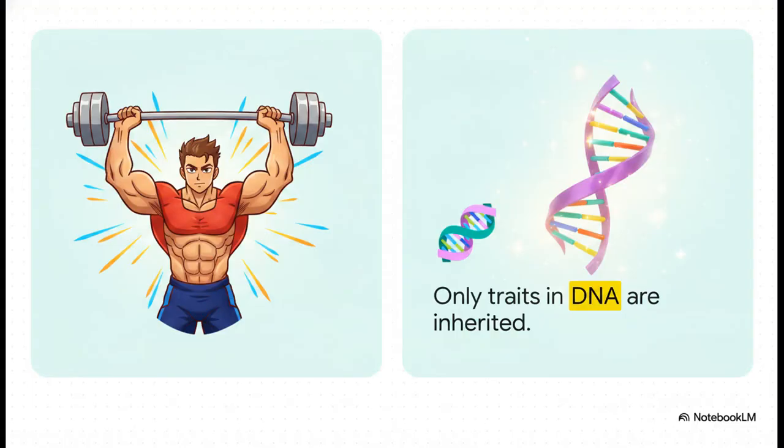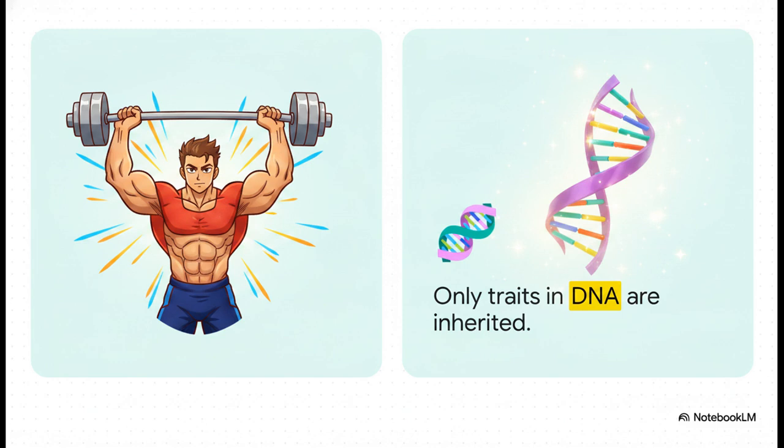But think about the gym body fallacy. If Lamarck was actually right, a man who spends years lifting heavy weights in the gym to build huge muscles would have a baby born as a tiny, ripped bodybuilder. Obviously, that doesn't happen. And this brilliantly exposes the fatal flaw in Lamarckism.